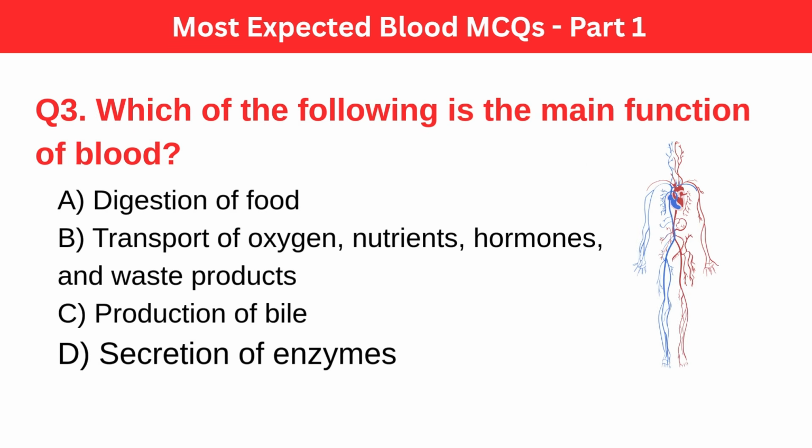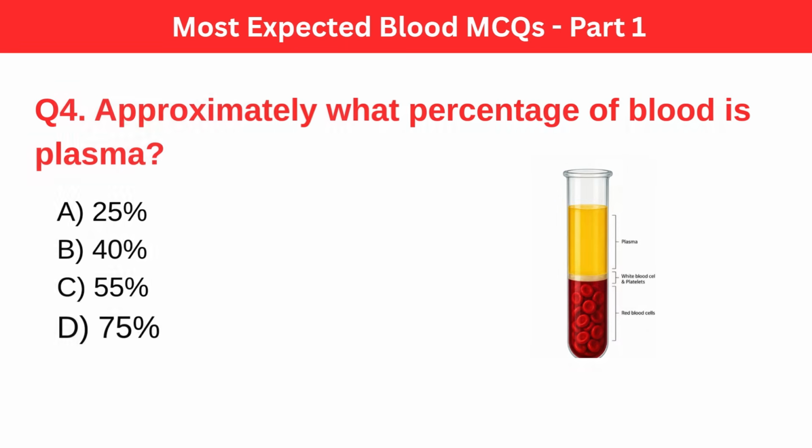Question number 3. Which of the following is the main function of blood? The right option is B. It transports oxygen, nutrients, hormones, and waste products. Question number 4. Approximately what percentage of blood is plasma? The right option is C. 55%.